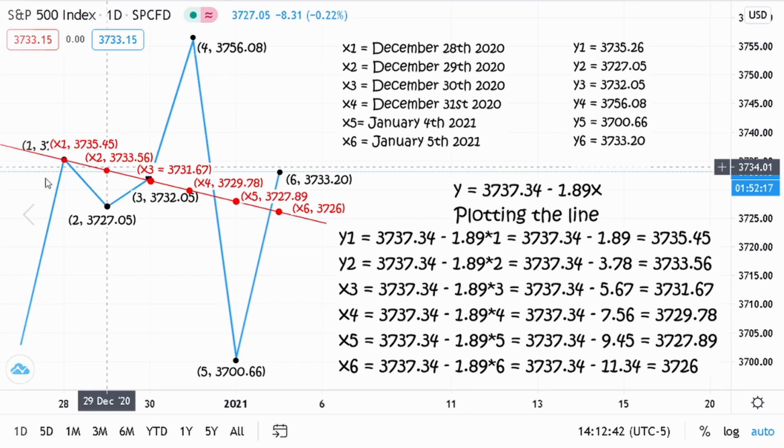The linear regression line here suggests that we're in a bear market. So if we're only looking at 6 days, which I wouldn't just look at 6 days of data, but for this example, it's suggesting that looking over these 6 days, the price is declining at a rate of $1.89 per trading day.